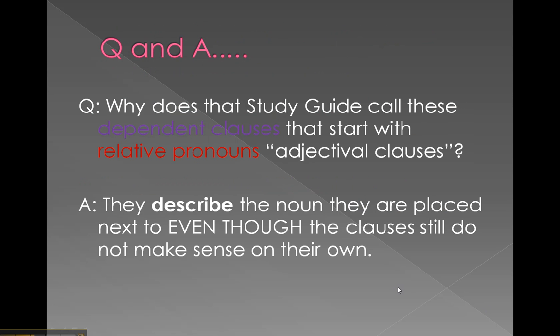But quickly first, the study guide says that these type of dependent clauses that start with relative pronouns are called adjectival clauses. That's because these dependent clauses describe the noun that they're placed next to, even though the clauses still don't make sense on their own. So they're dependent. They do something for the noun. They give us more information about it in a descriptive way.